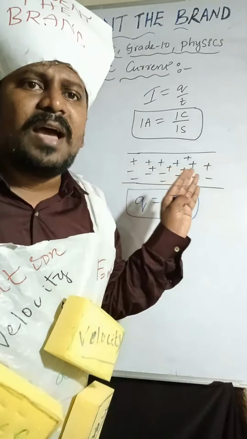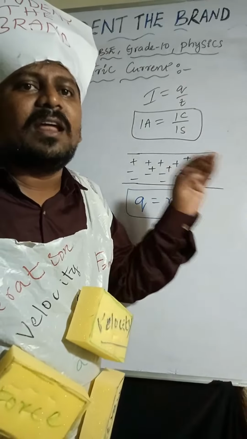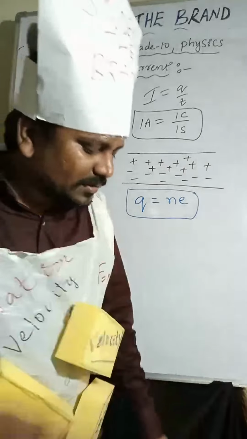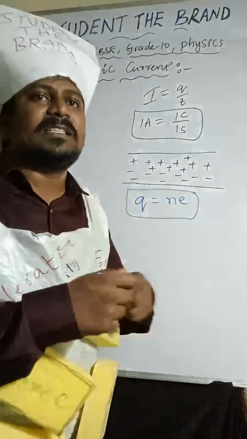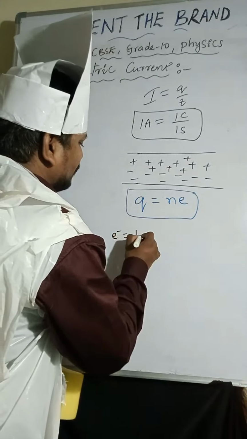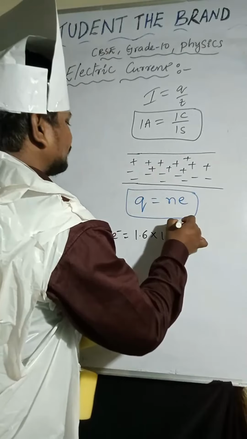So, what is the value of charge on one electron? On one electron, how much charge is present? You tell me. On one electron, 1.6 into 10 power minus 19 coulomb.